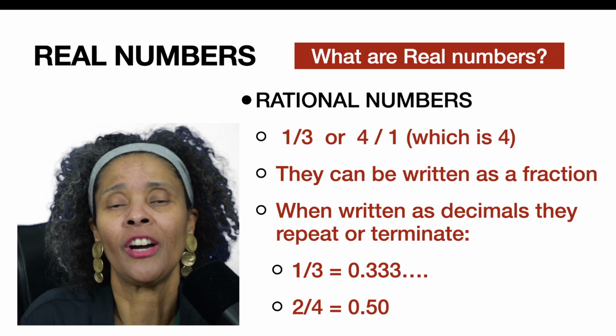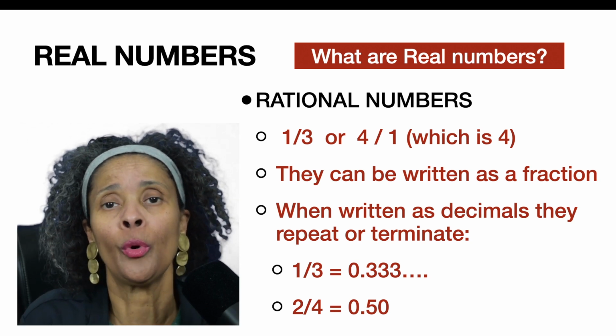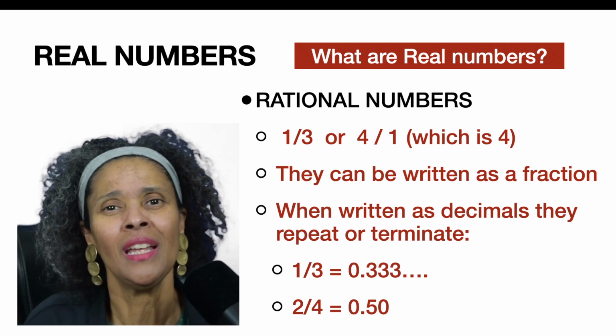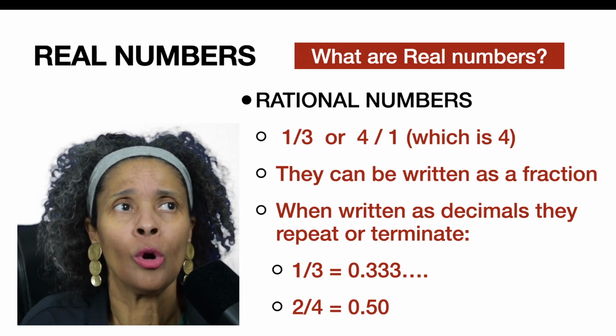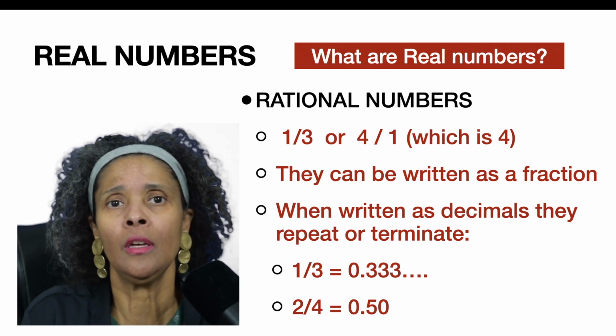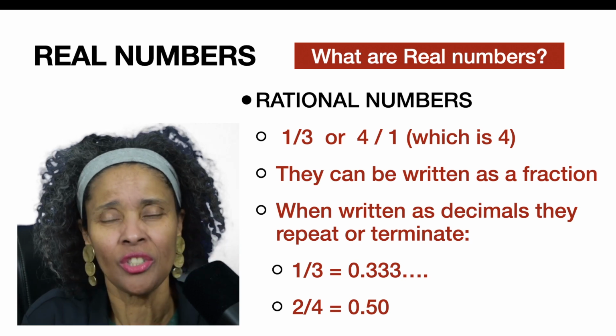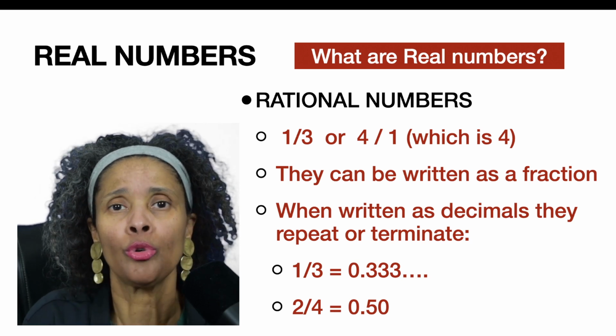So let's take 1 divided by 3, for example. It's going to be 0.33333 and just keep going on. Well, that's rational. It has a pattern to it, right? And then if you have 2 divided by 4, well, that's going to terminate. That's going to be 0.5. So it's not going to keep going on. It's just going to terminate. So those are rational numbers.